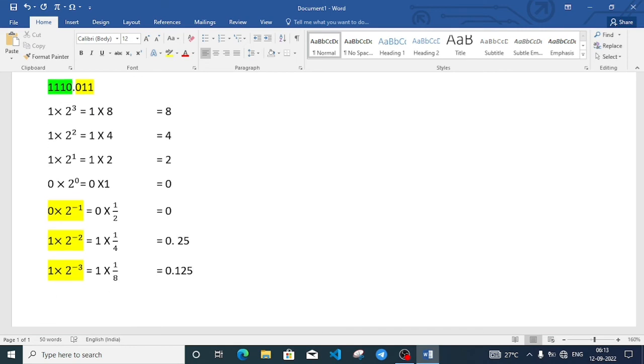Now to get the answer, we add all the numbers. Our first number was 1110.011, a binary number, and we have to convert it into decimal. So we write all the numbers we got, except the zeros: 8 plus 4 plus 2 plus 0.25 plus 0.125. First we add the whole numbers: 8 plus 4 is 12, plus 2 is 14. Now we add the decimals: 0.25 can be counted as 250, plus 125 gives 375. So we write 375. This is how we convert a fractional binary number into decimal. And we have to write the base also. Base is 10.